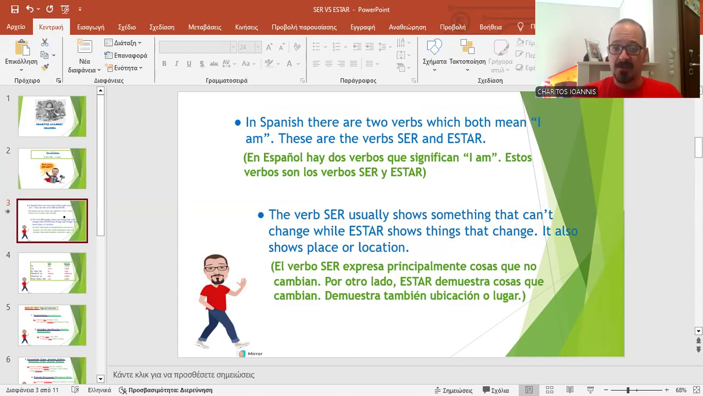The verb ser usually shows something that can't change, while estar shows things that change. It also shows place or location.